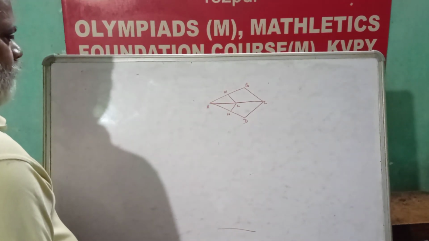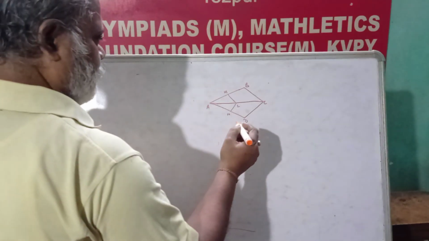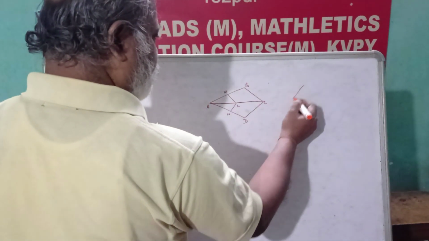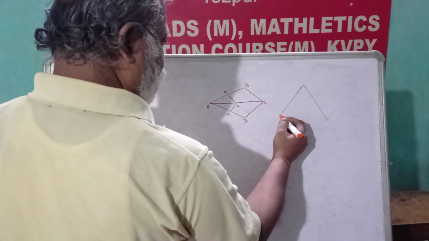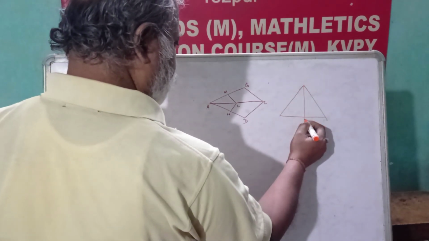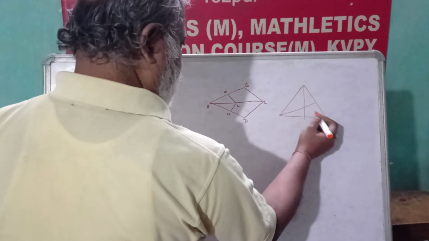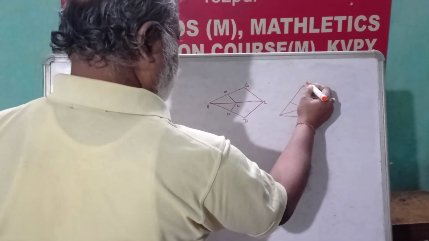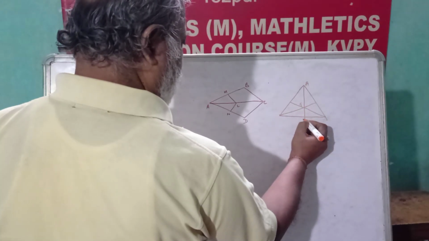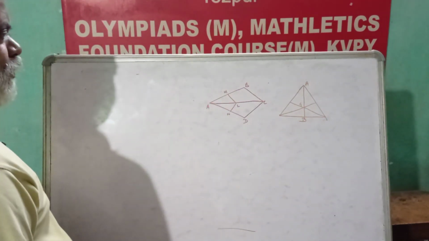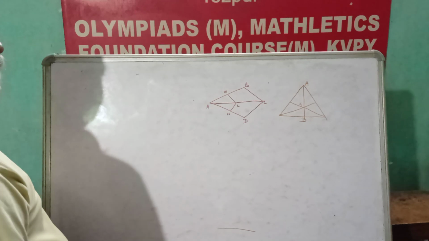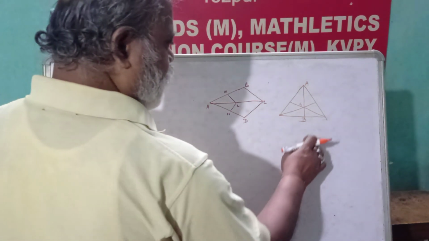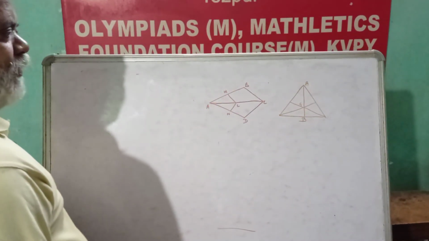Today, first of all, let us take that we know that here your medians intersect at a point. So A, G, and let this be D. We know that the median intersects at a point, and that point is the centroid.